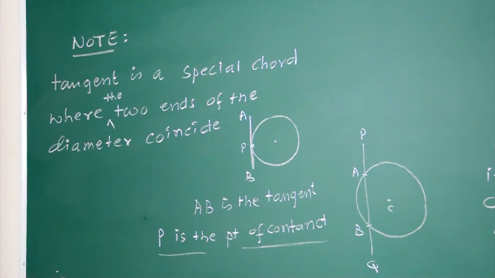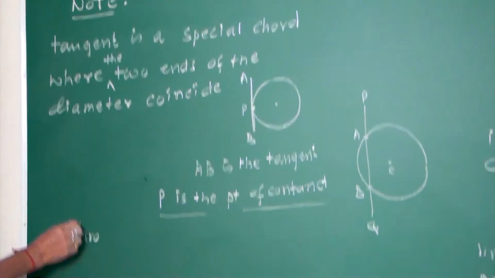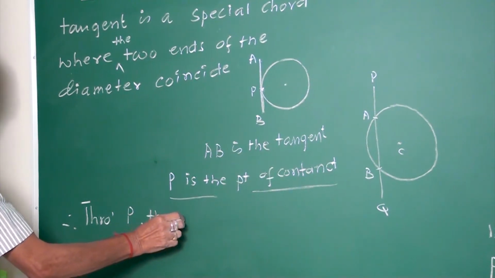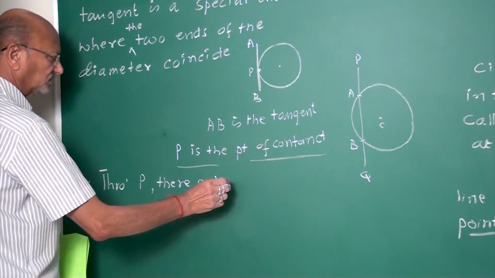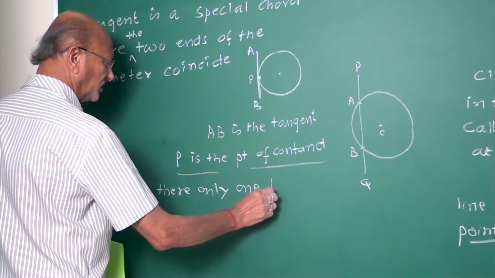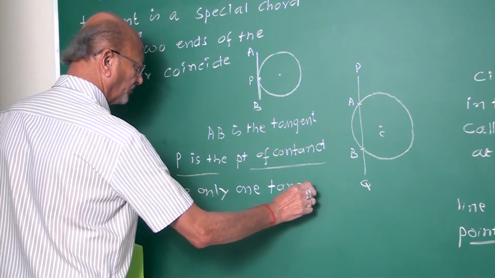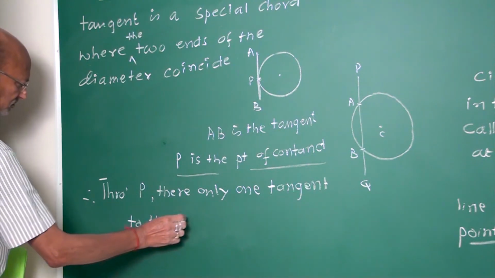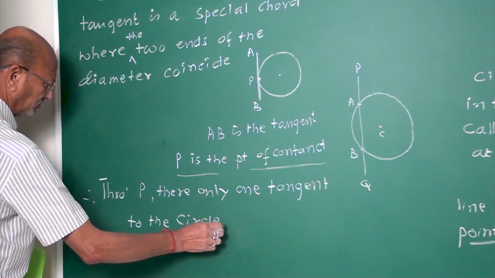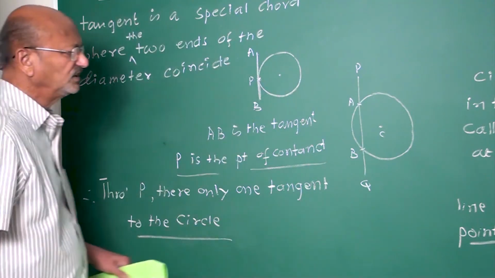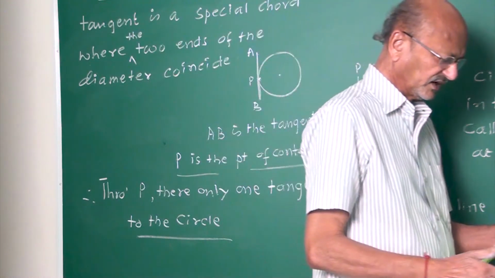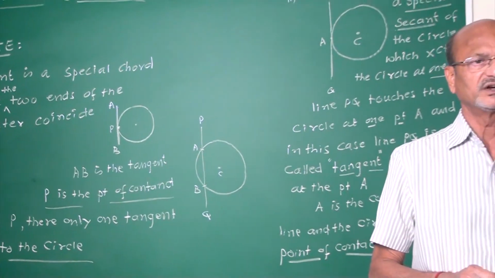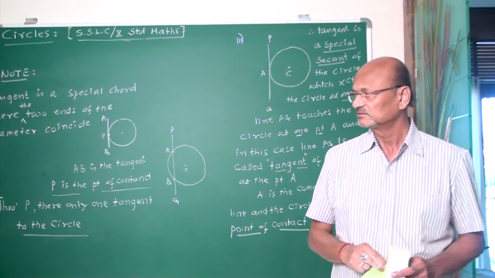Therefore, my friends, through P there is only one tangent to the circle. Yes, my friends. All these, what I have explained, these are the basics of the circle. Okay.